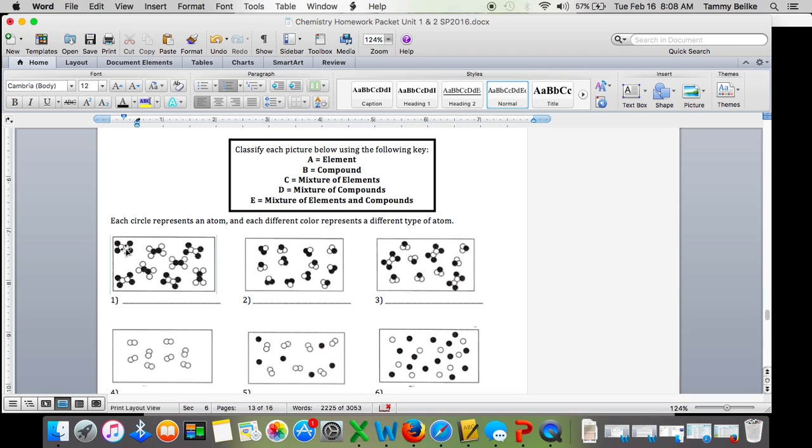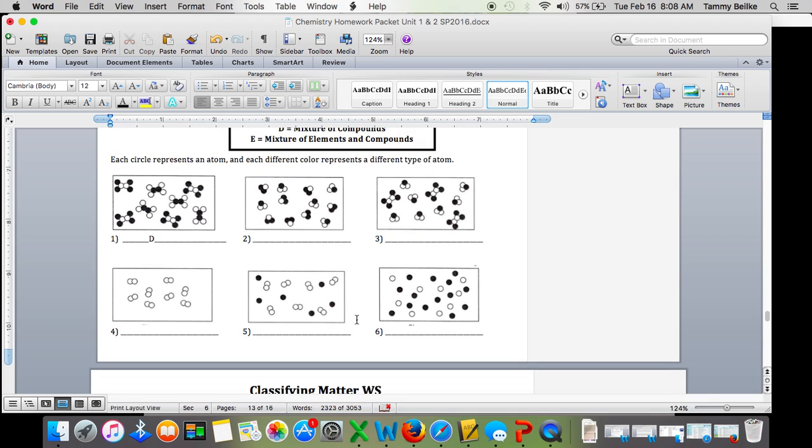This first one has the black and white circles representing different elements. I see that the blacks are on the outside and the whites are in the middle, and then we have the whites on the outside and the black ones in the middle. So these are two different molecules. They are not the same. They're bonded differently, even though you've got the same number of atoms within the compound. So because there are two different molecules or two different compounds, I'm going to call this D, mixture of compounds. Okay? So that's how you're going to do your homework.